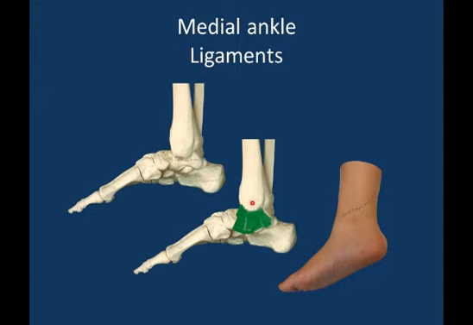The tibiocalcaneal fibers descend almost vertically from the medial malleolus to the sustentaculum tali. The posterior tibio-talar fibers pass from the medial malleolus to the medial side of the talus, to its medial tubercle.